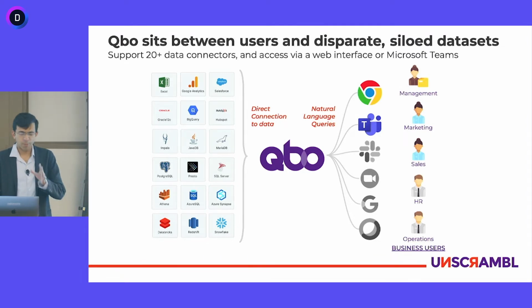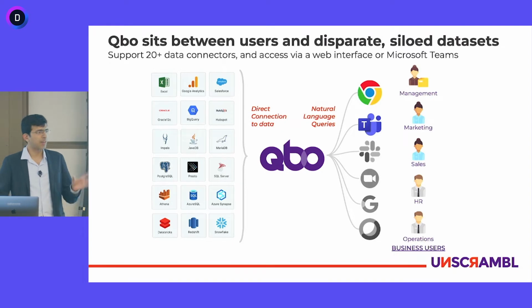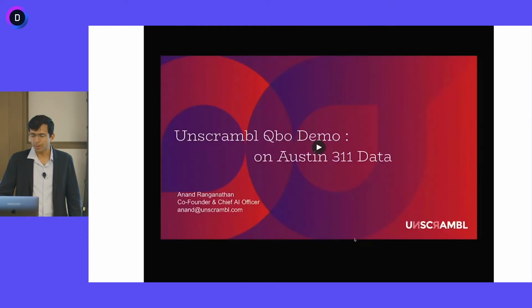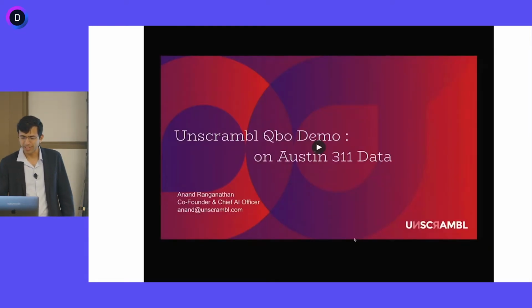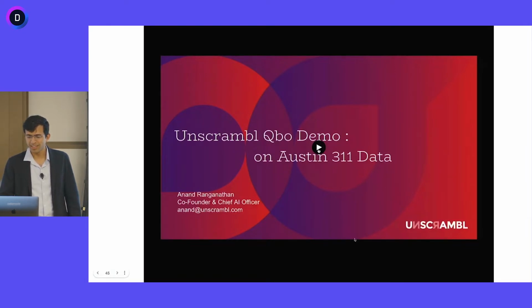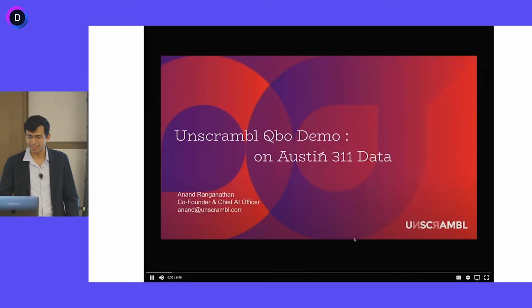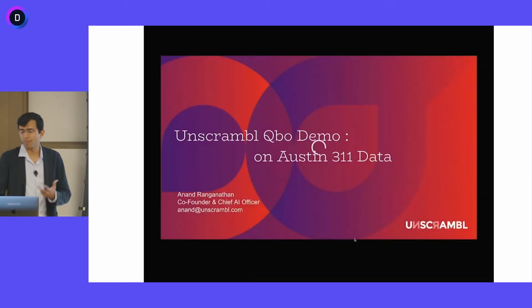So I'll spend a majority of the talk going through a demo of the platform, focusing on some of the key challenges and some of our initial approaches to tackle this issue. For the purpose of the demo, I'm going to focus on a data set that I set up last week on 311 data from Austin. Anybody from Austin here? Okay, so some of these might be relevant to you.